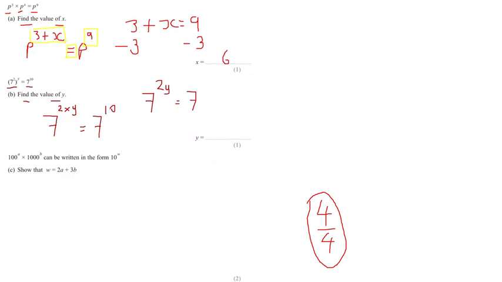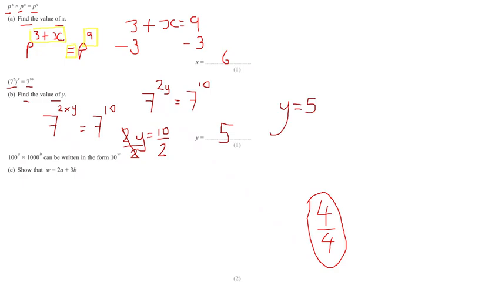Again, comparing the powers of 7, because I've got an equal sign here, this means that 2y is equal to 10. Dividing both sides of my equation by 2, these 2's cancel. We get y is equal to 10 divided by 2, which is indeed 5. So y equals 5 is the answer to the second one. So remember your index laws, guys.